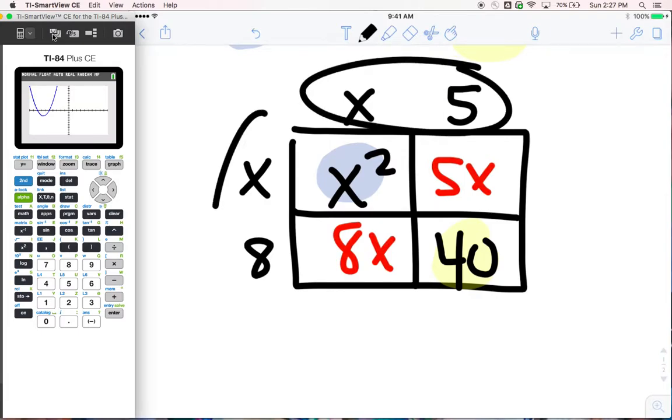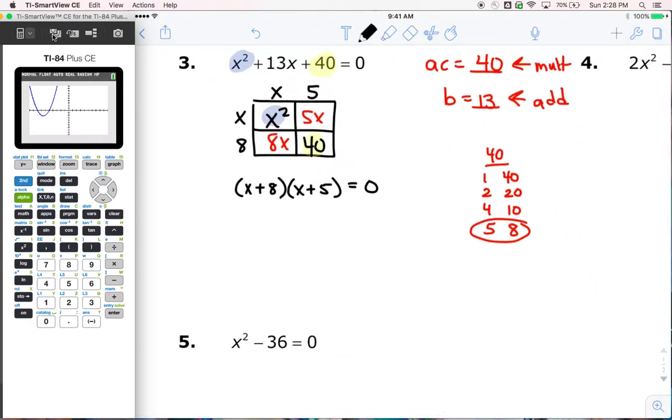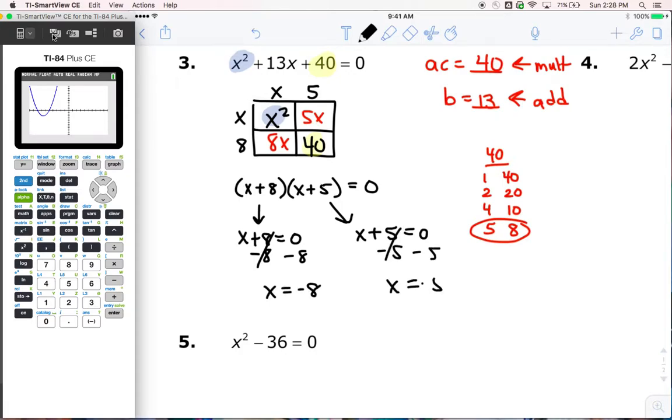So these groups are my two factored parentheses sets here. I'm going to have an x and a positive 8, and an x and a positive 5, and that's equal to 0. So I took this and rewrote it in factored form, and I did this so I could solve it pretty easily. I can say x plus 8 is equal to 0, or the other group, x plus 5 is equal to 0, and then solve this really quickly. So it looks like negative 8 or negative 5 are the two numbers that make this equation 0.